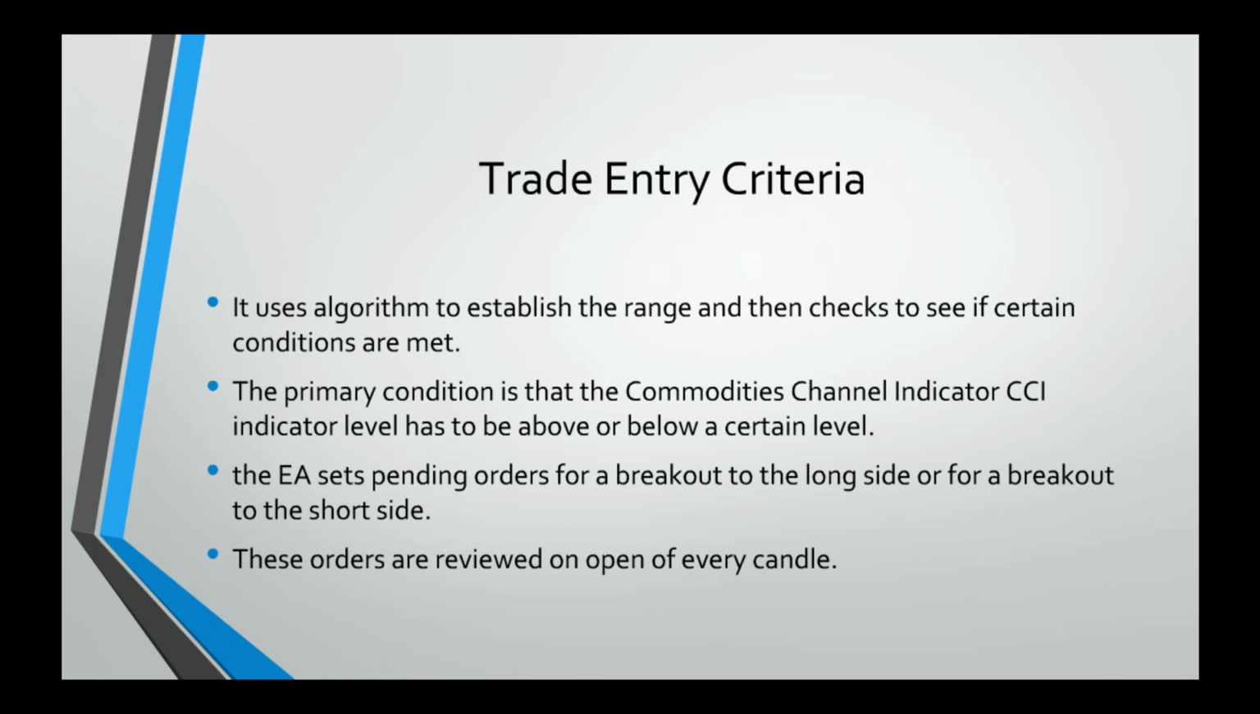As for the Commodities Channel Indicator, theoretically we could have used an RSI, we could have used a stochastic oscillator, but a lot of people actually find the CCI to be the best, and I would agree with them. How the EA works is that it sets pending orders for the breakout. The reason we've done it this way is that you can actually see the orders and start looking at where on the chart you might actually find the range.